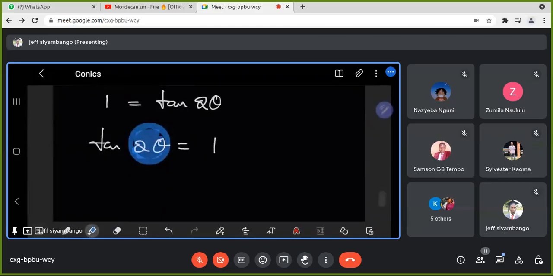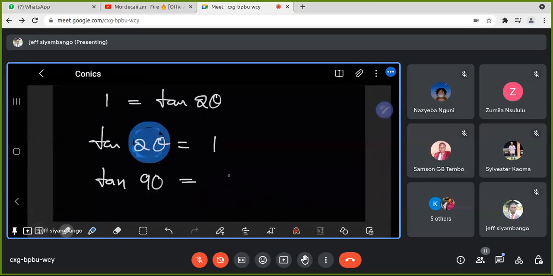Now, it can't be 90. You have to see that, because even if you tried to use tan on your calculator, you'll see that this will not actually come out. It won't give you anything. It won't even give you 1, because tan is the same as what? Tan is the same as sine 90 over cos 90. And cos 90 is 0. So this would give you 1 over 0, which is undefined.